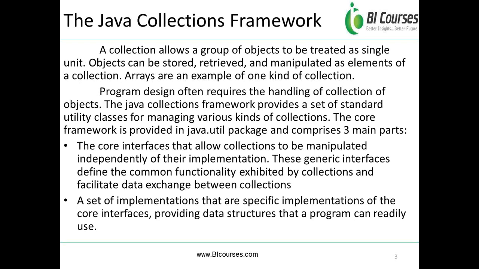So if you have a group of objects and you want to treat it as a single unit, then we can call it a collection. The best example is arrays. Arrays are one kind of collection, like when you have a set of integer values in an integer array. So this is the best example of one kind of collection.